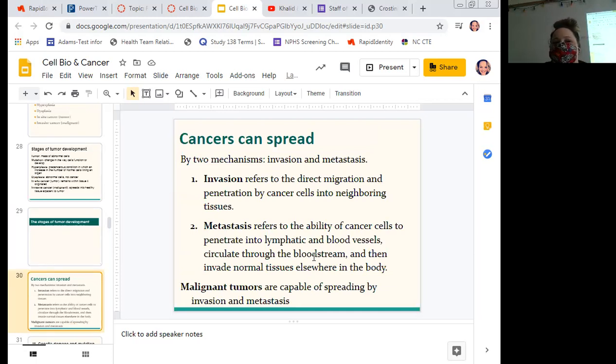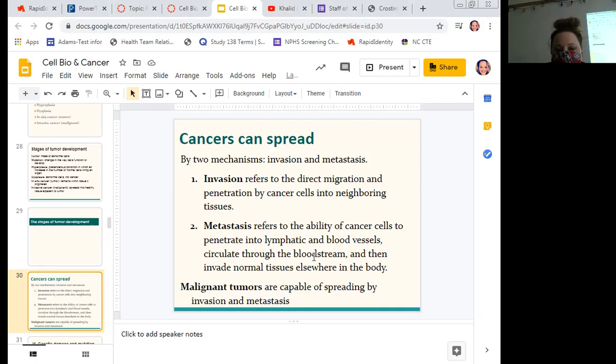All right, so this is what I just explained to you. Cancers can spread by invasion, and I love that our student said neighbor because that's the definition. Invasion refers to the direct migration, which is just another word for movement, and penetration by cancer cells into neighboring tissues. Neighbor. We're still on the same street here. We're still in the same booth.